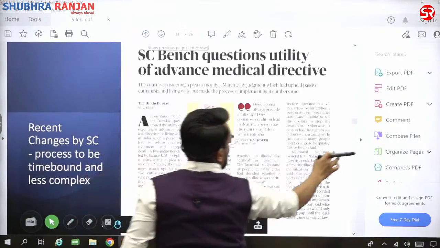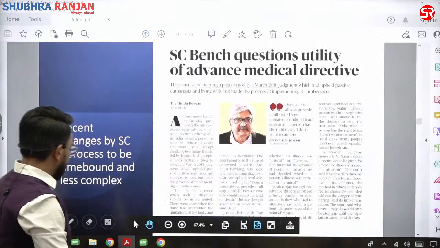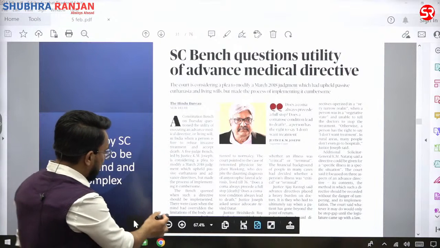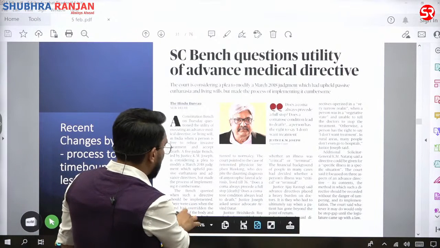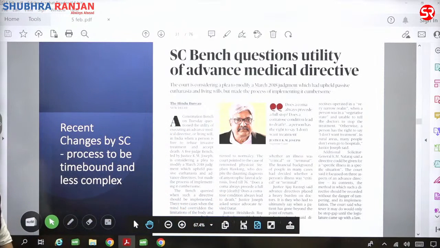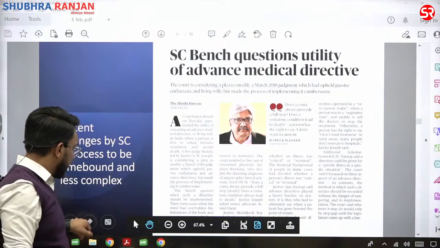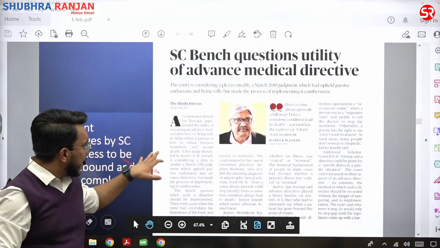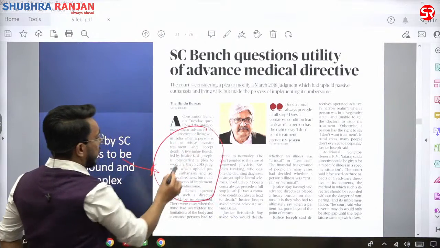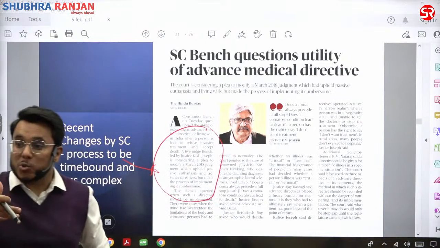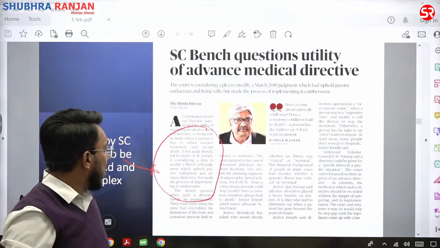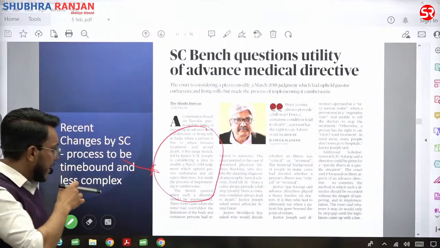Yes, fine. So here even the Supreme Court has said exactly the same thing. Okay, the Supreme Court says that this entire thing puts a lot of pressure on the deciding officer, for example the doctor. Here it has been provided that when we talk about this living will, it puts a lot of pressure on the doctor who has to decide whether we should allow the execution of the living will or we can't allow. Theek hai.